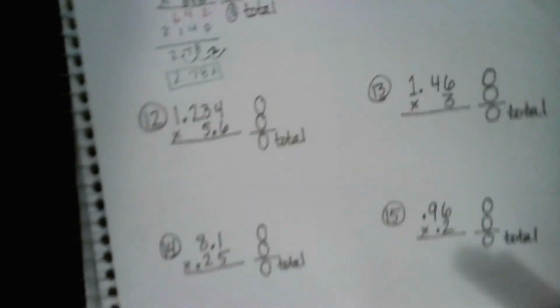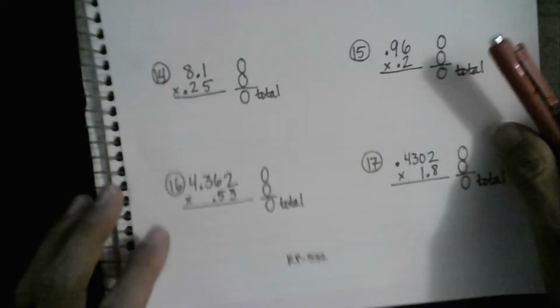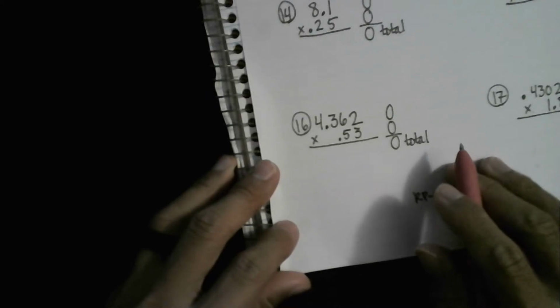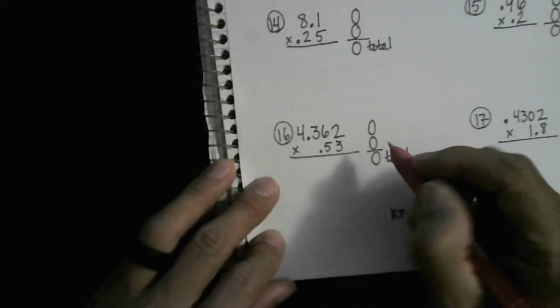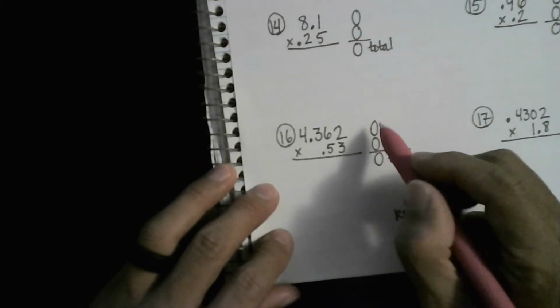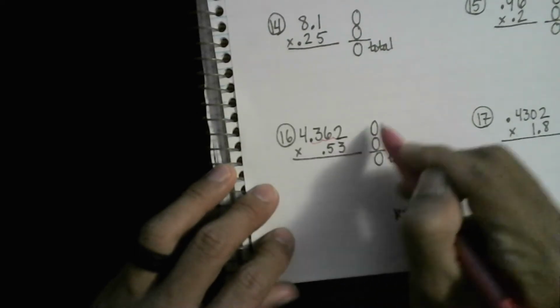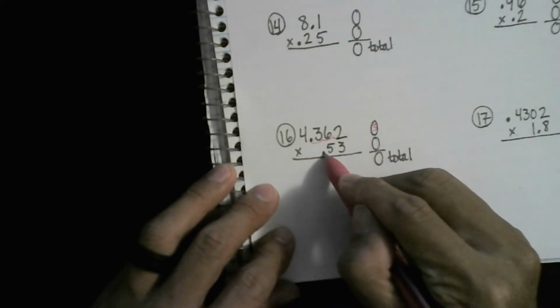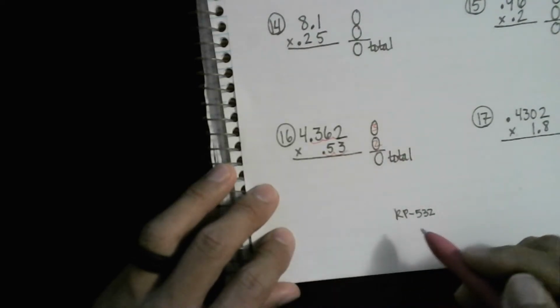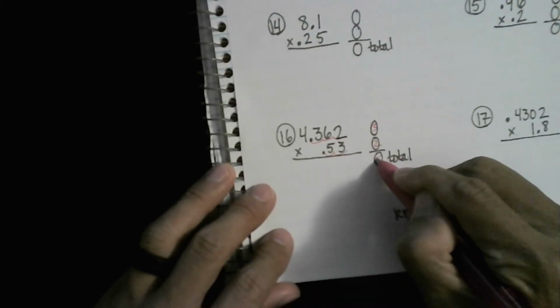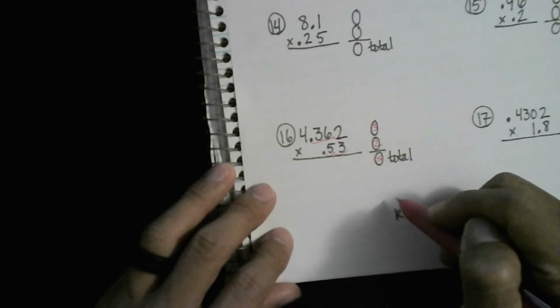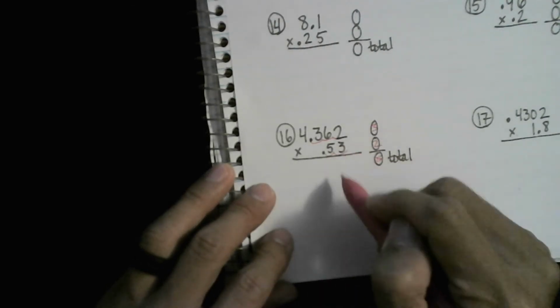Let's go ahead and jump to number 16. Why not? In this one, I'm going to go ahead and count the decimal spaces in the beginning. It really doesn't matter when you do it. That's 3 decimal spaces. That's 2 decimal spaces, which makes a total of 5 decimal spaces by the end, and that is how many I'm going to move them. So we're going to multiply like normal.